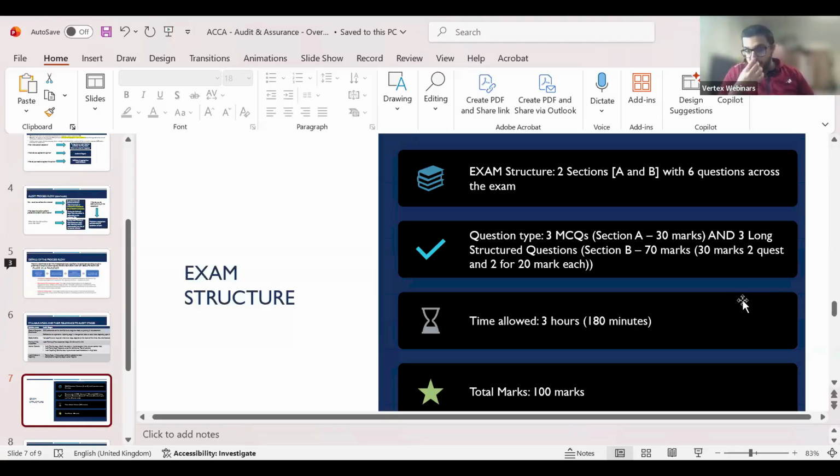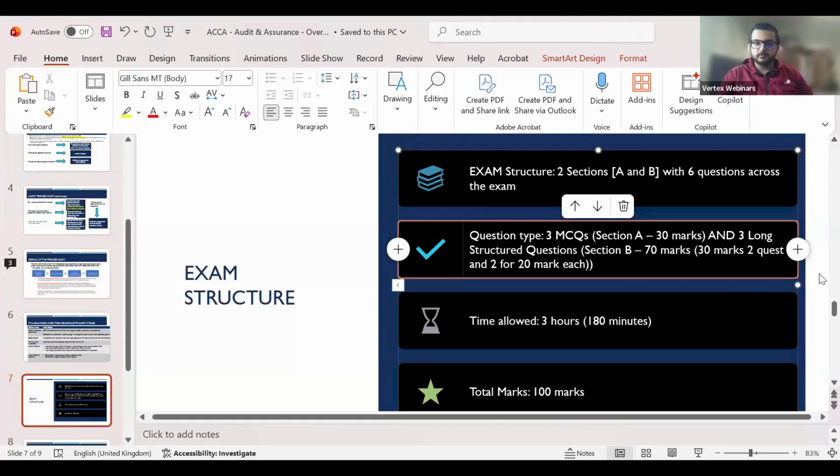So you'll have one 30 mark question and two 20 mark questions. So 20 times 2 is 40, 40 plus 30 is 70. So one 30 mark question in section B and 2 questions for 20 marks each in section B. So 20 plus 30 is equal to 70 marks for section B.